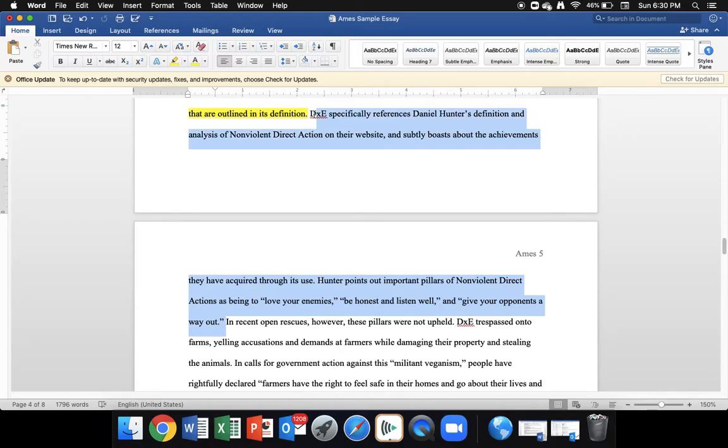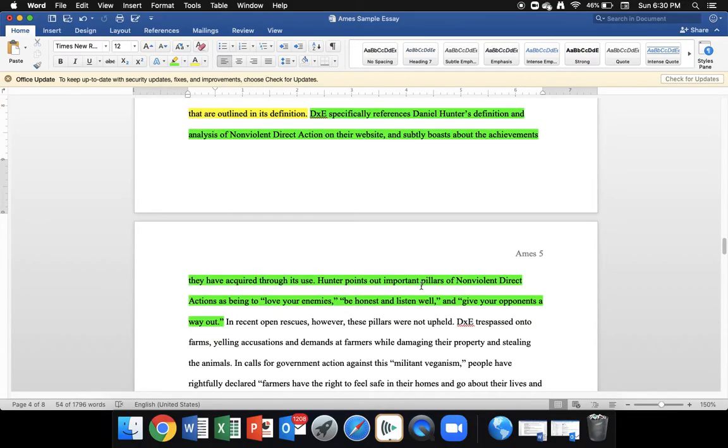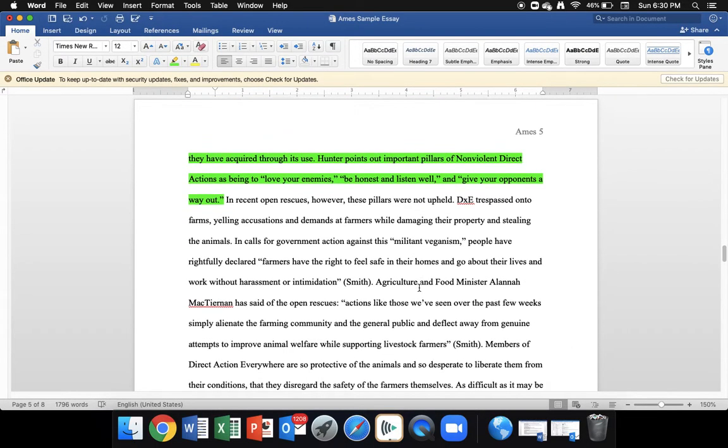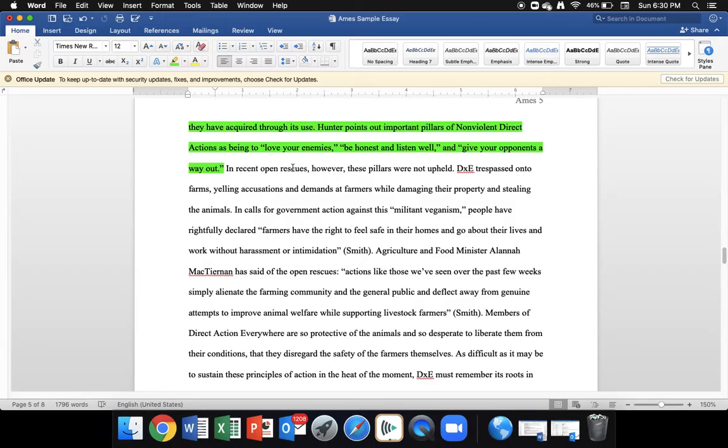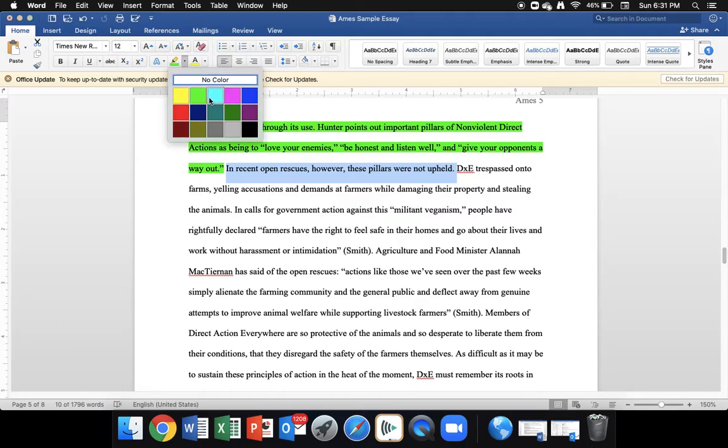This is all critically establishing that not only does she understand what they're saying, but she's kind of setting up her argument that they're not doing what they say. In recent open rescues, however, these pillars are not upheld. What a great simple transition. We'll highlight that and put that in blue.